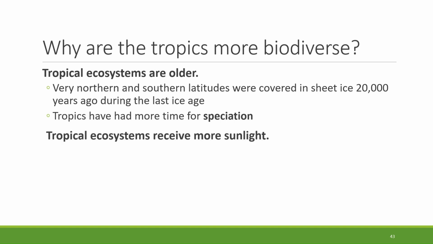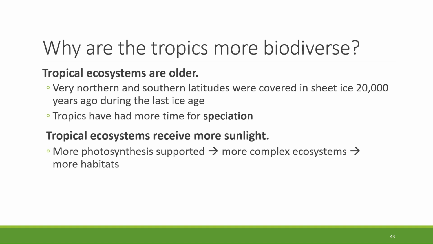Another hypothesis has to do with the fact that tropical ecosystems get more sunlight than temperate ecosystems. So regions around the equator simply get more direct light than the far north and south. And it's not entirely understood how this translates into a larger number of species, but it may be the case that with more sunlight, more photosynthesizing organisms like plants and algae can be supported, and that creates more complexity in ecosystems with more habitats that organisms can evolve and adapt to.